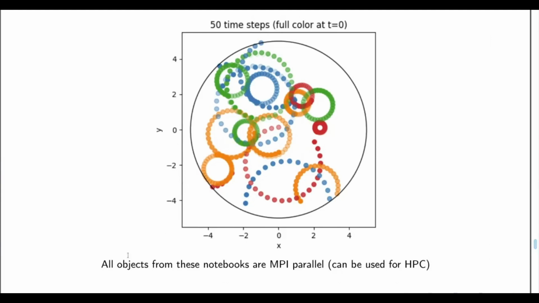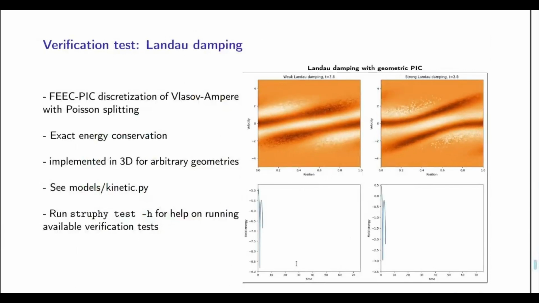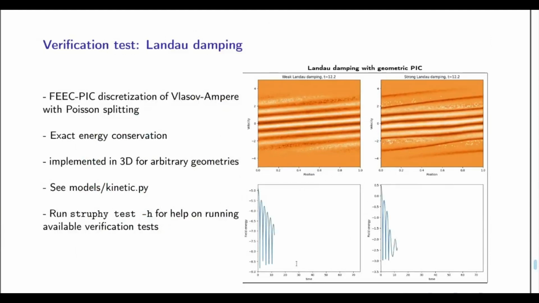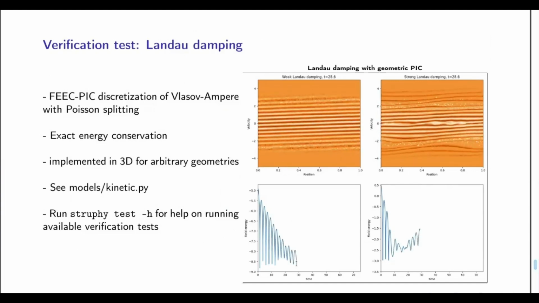And all these objects that you have seen in these notebooks, they are actually MPI parallelized and can be used also in HPC applications. So the same things you use in notebooks, you can use for HPC applications. So applications, particle-in-cell simulations for instance, that is easily done. You can do this on your laptop. You can do Landau damping. These input files are provided. You can test this right away.